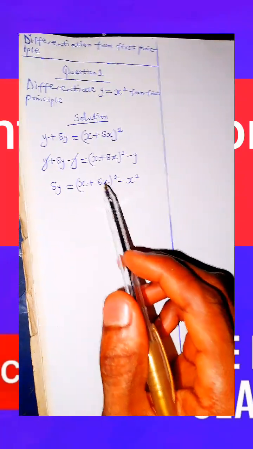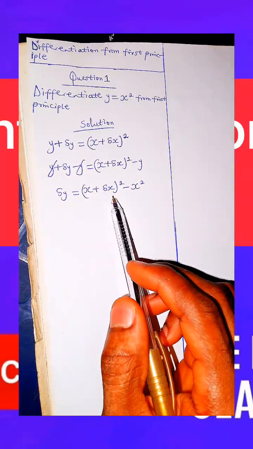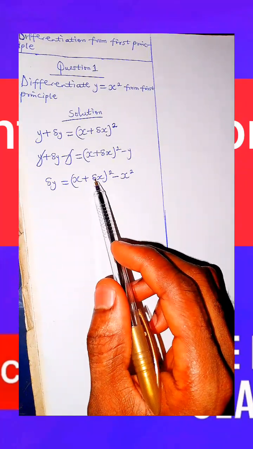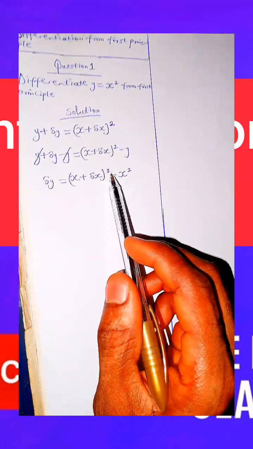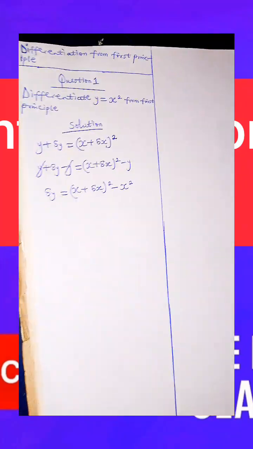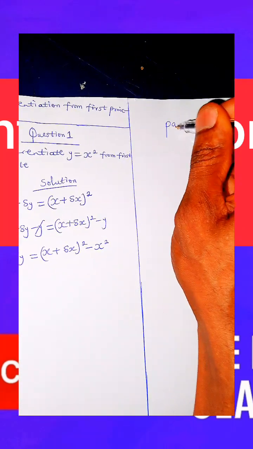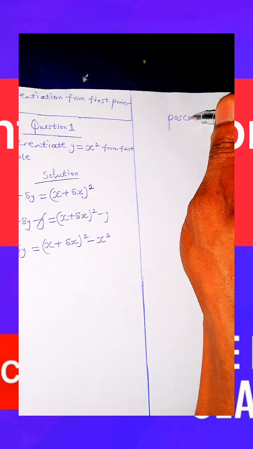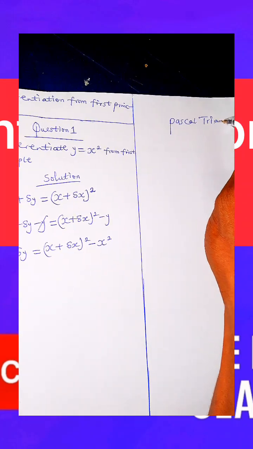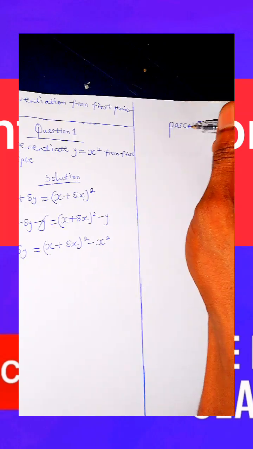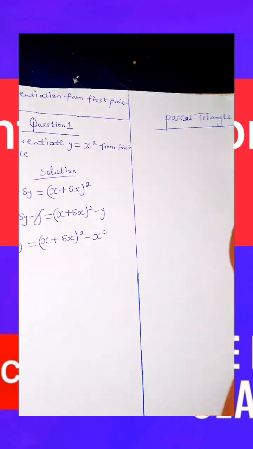Now, how can we solve this, (x plus delta x) bracket close and squared? To do this, we are going to make use of Pascal's triangle. Let me draw Pascal's triangle here. This is our Pascal's triangle.